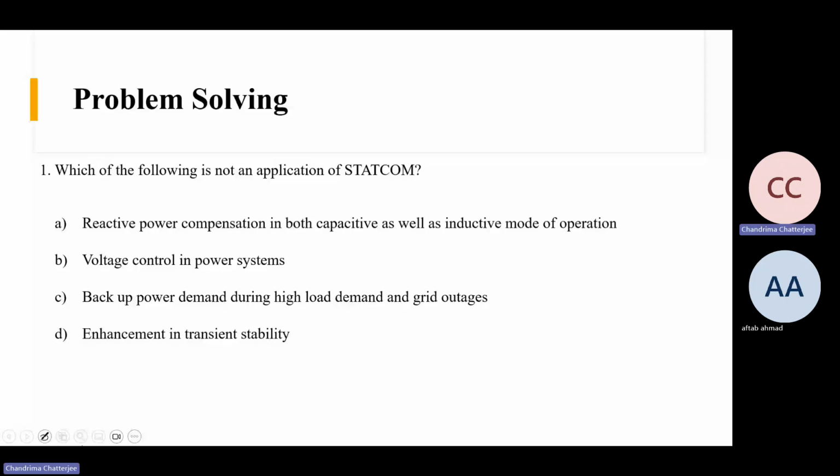The inductive or capacitive mode of STATCOM, whether the STATCOM is operating in inductive mode or capacitive mode, depends on the magnitude of Vdc dash. What is Vdc dash? It is the output voltage of the STATCOM, on the upside, because there is a step-down transformer. So basically it depends on the magnitude of the output voltage of the STATCOM. So yeah, option B, controlling the output voltage. This is the correct option.